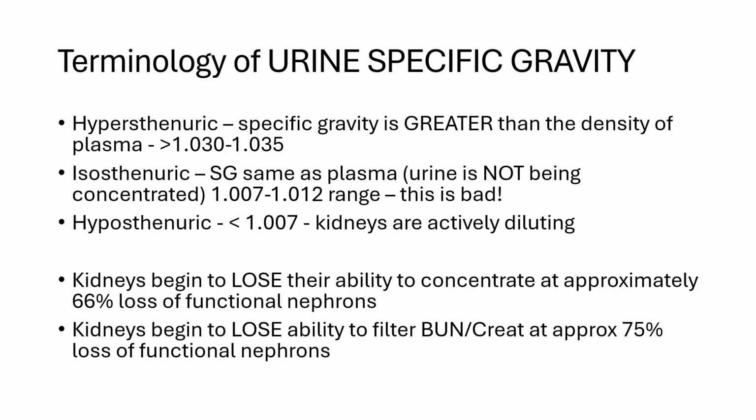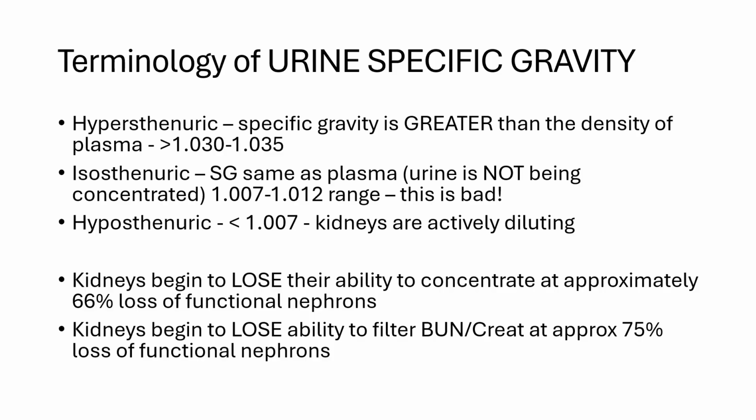If urine has a specific gravity greater than the density of plasma, that is greater than 1030 to 1035, we call it hypersthenuric. If it is the same as plasma, so 1007 to 1012 range, we call that isosthenuric. That means urine is not being concentrated. The kidneys are not doing their job.